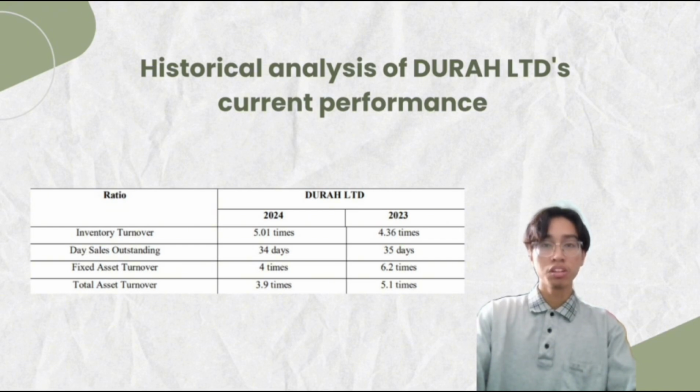This means the company was not using its machinery or equipment as effectively as it did last year to generate revenue. On top of that, the total asset turnover also fell from 5.1 times to 3.9 times. This shows that DURAH is not using all its assets as efficiently as before, which could impact its overall performance if not addressed. So overall, while there was small improvement, especially in inventory and collection, the drop in asset efficiency is something the company needs to work on.